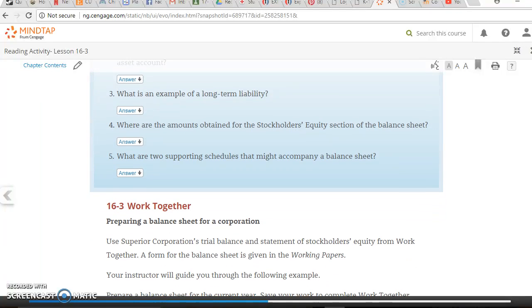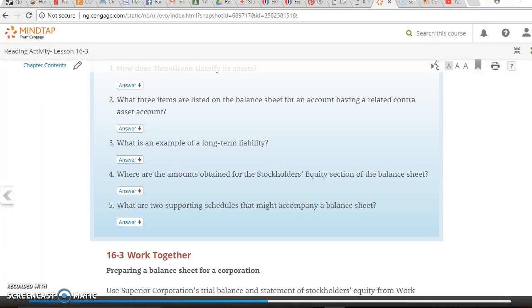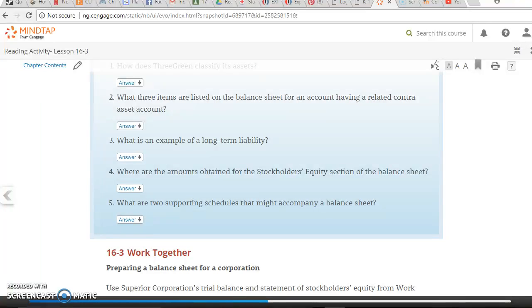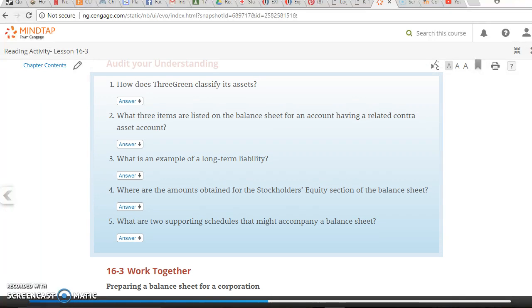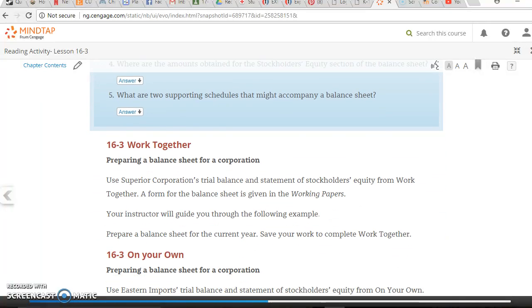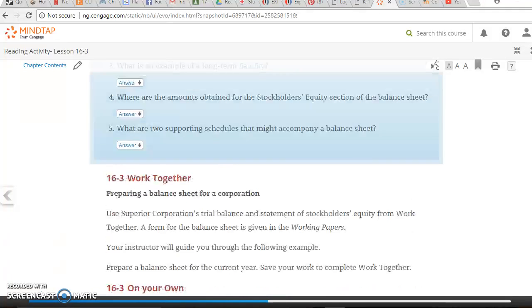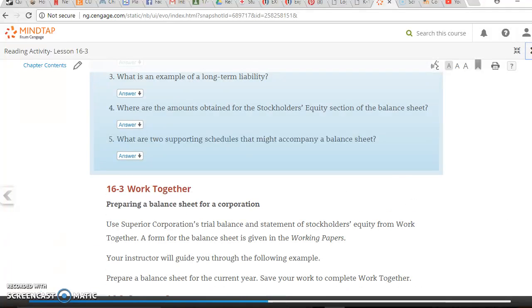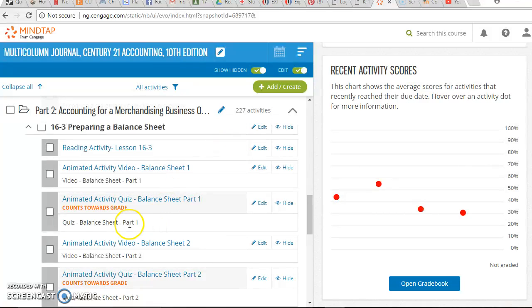And we'll go over these audit your understanding questions later. I'll have you read through those and answer those on your own here. Okay, so we're going to go ahead and go in. I'm going to give you an example of the balance sheet.